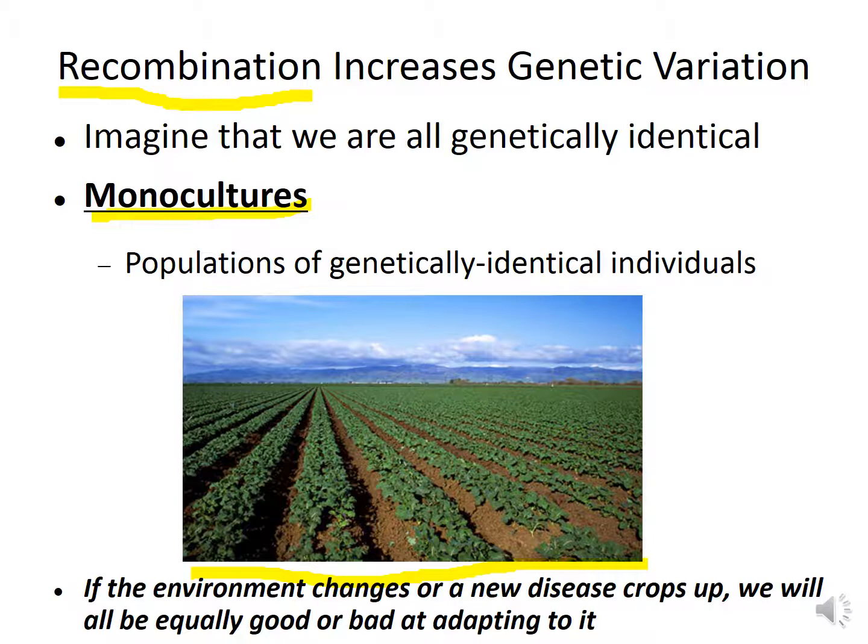If, however, he had a field with many, many different kinds of plants in it, different variations, then if a disease comes along, there might be one or two that have some kind of adaptation that allows them to survive it. They can then pass those genes on to the next generation, and the next generation will be able to resist that disease much better than the last one. That allows the species to continue.